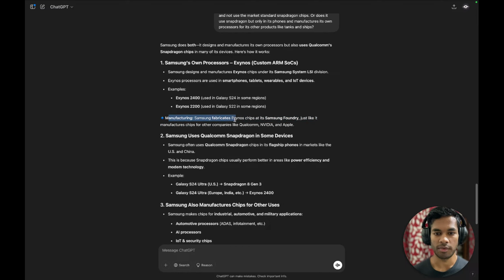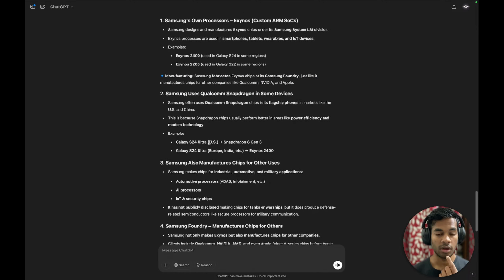Samsung fabricates Exynos chips at its Samsung Foundry, just like it manufactures chips for other companies like Qualcomm, Nvidia, and Apple. Samsung also uses Qualcomm Snapdragon in some devices.